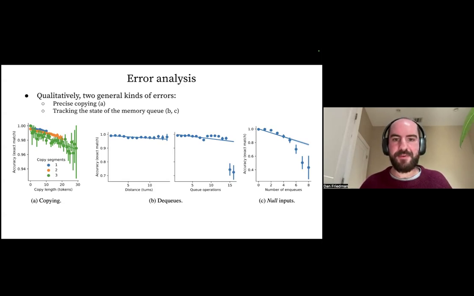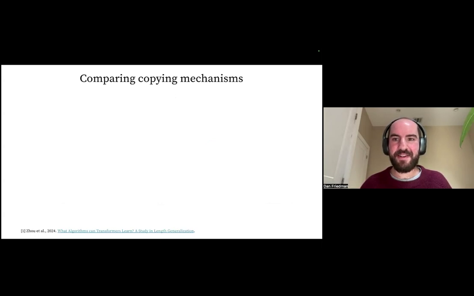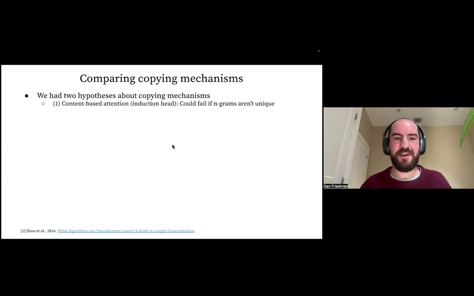So this is all just some sort of qualitative error analysis. And in the next section, we wanted to do a little bit of an investigation of what kind of mechanisms the model seems to learn for these cases where we had two plausible hypotheses. So the first is for copying. We had, again, 2 hypotheses about copying mechanisms. One is the content-based attention based on the induction head, which could fail if the n-grams aren't unique. And then the second is position-based attention based on calculating the exact position to attend to, which might be harder to learn.